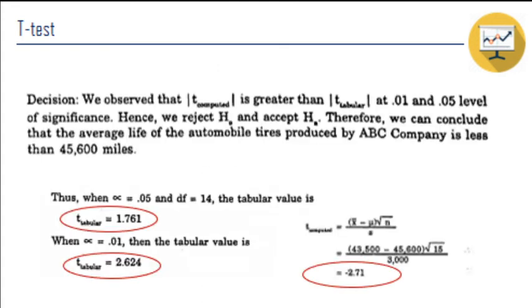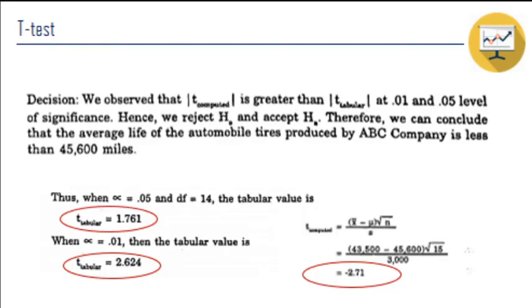So, what is the decision then? We observe that the t computed is negative 2.71. The absolute value, 2.71, is greater than the t tabular at both 0.01 and 0.05 levels of significance, kasi 2.71 is greater than 1.761 and at the same time greater than 2.624. Hence, we reject the null hypothesis and accept the alternative hypothesis.